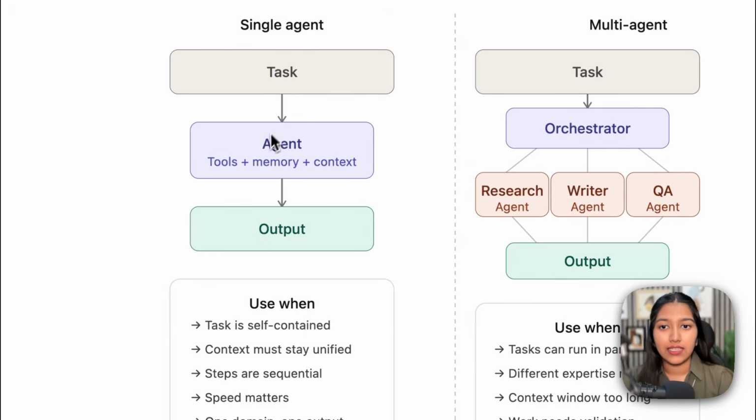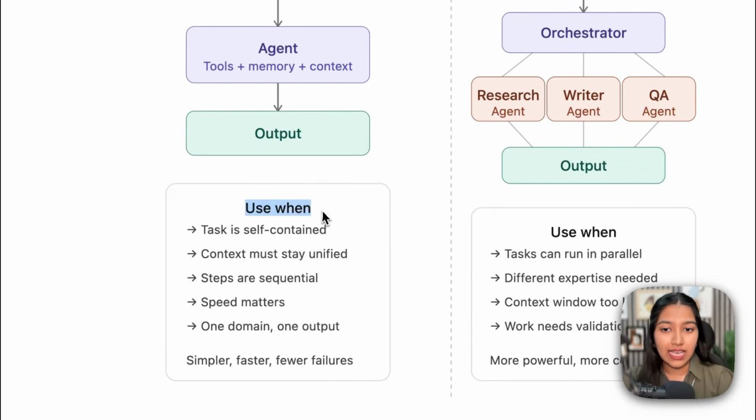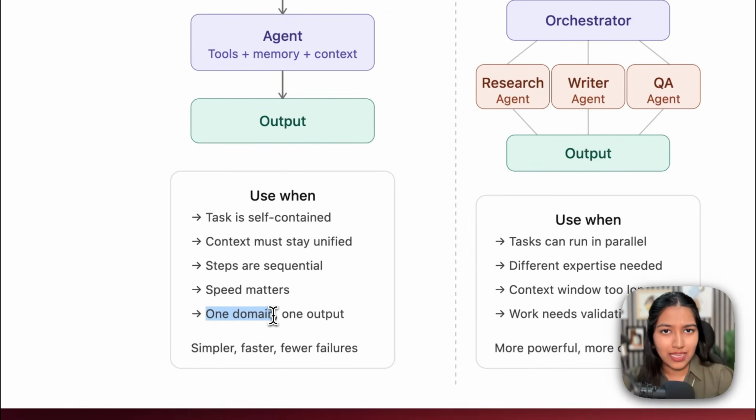In case of a single agent, which we use most of the time, we have a task that we give it. There is one agent which has the required tools, the memory, and the context to then give us the output. This should be used when the task is self-contained, or the overall context must stay unified, or if the steps are sequential, one after the other, if speed matters, if you want to save on costs, and it is towards one domain and you need a single output. In that case, you can stick to a single agent, which is simpler, faster, and with fewer failures.